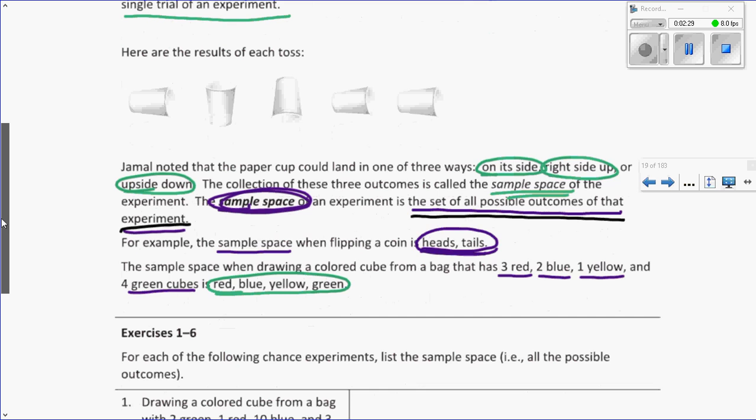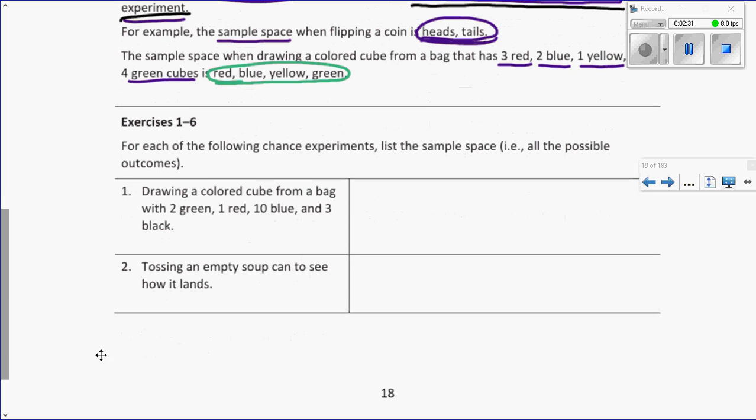Okay, for exercises 1 through 6. For exercise 1, for each of the following, list the sample space. Okay, and again, just in case you forgot, it says it right here. That's all the possible outcomes. So if we're going to draw a colored cube from a bag, imagine that there are 2 green, 1 red, 10 blue, and 3 black. What are all the possible outcomes?